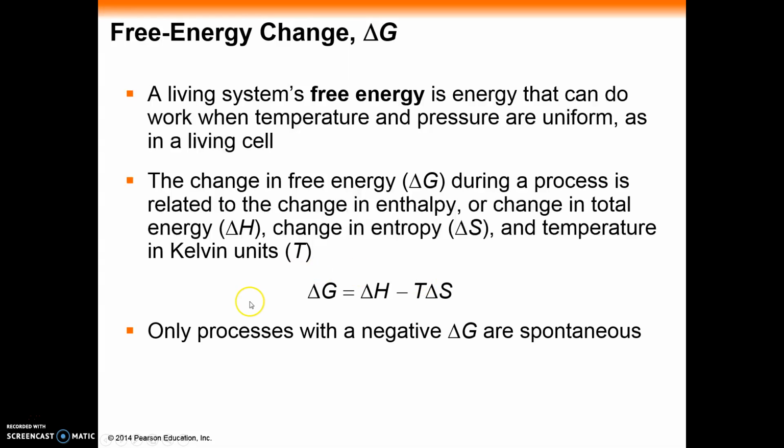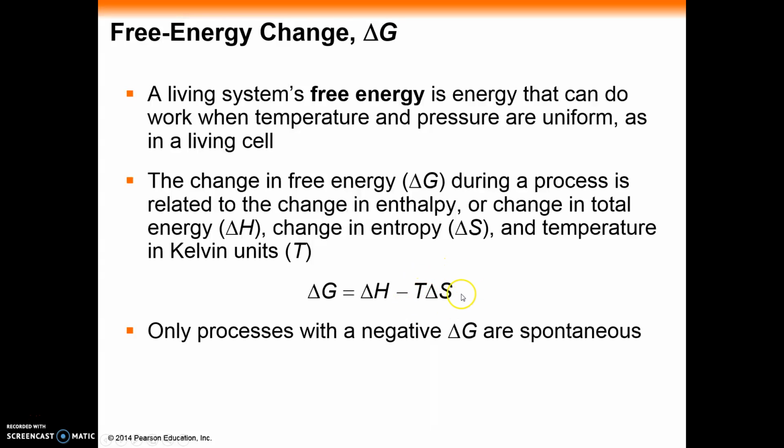Now, the important part of this is only processes that have a negative delta G are going to occur spontaneously. How do we get a negative delta G? Well, if we had a very high temperature, that would produce a negative delta G because we have minus temperature, right? So as the temperature increases, the likelihood of delta G being negative goes up. That's why things tend to occur better if you heat it up.